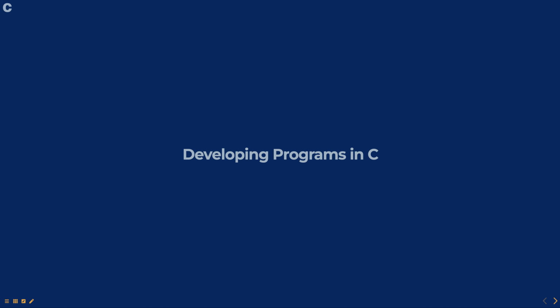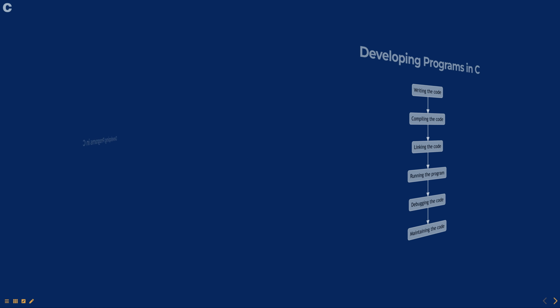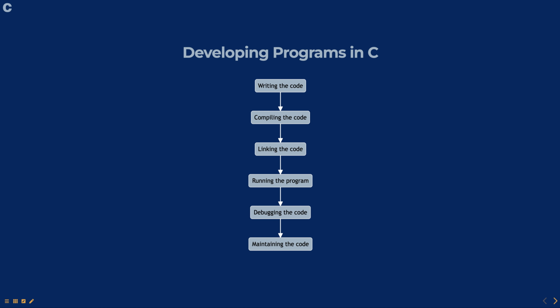Developing programs in C involves several steps, including writing the code. This is the first step in developing a C program. The code is written using a text editor such as Notepad or Sublime Text. The code must be written in the correct syntax and should follow the rules of the C language.